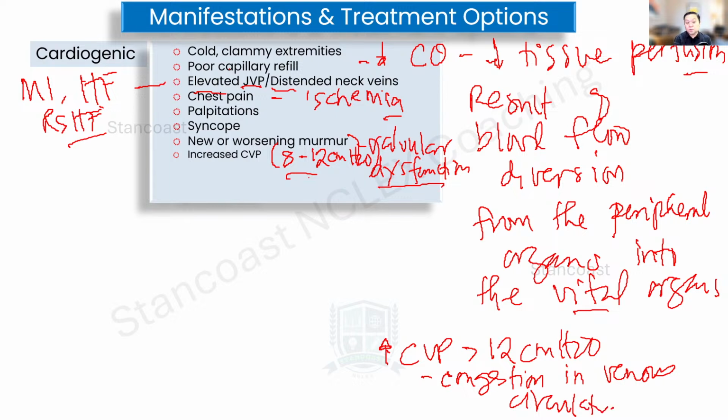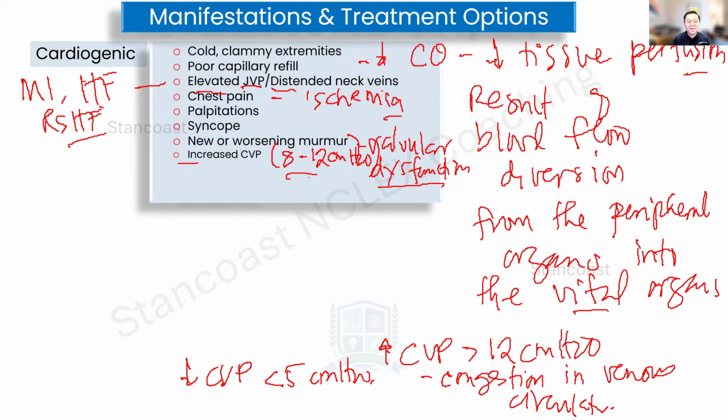However, if there is going to be a decrease in the CVP, let's say less than, I will just use 5 for now, less than 5 cm water, it would mean that there is going to be hypovolemia or maybe massive loss or diuresis. And so this can also predict that the patient really has an issue with the circulating fluid volume. They lack the fluid. Okay, so back to the cardiogenic shock.